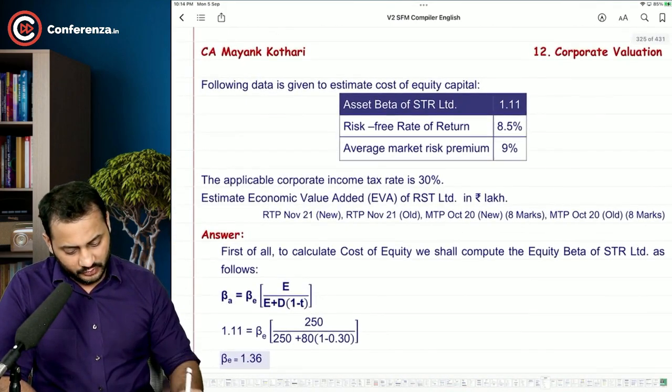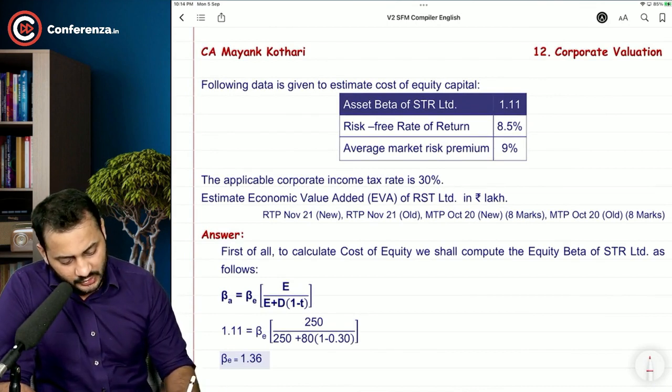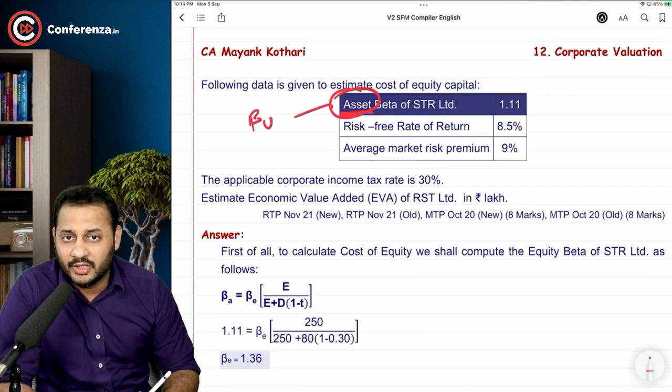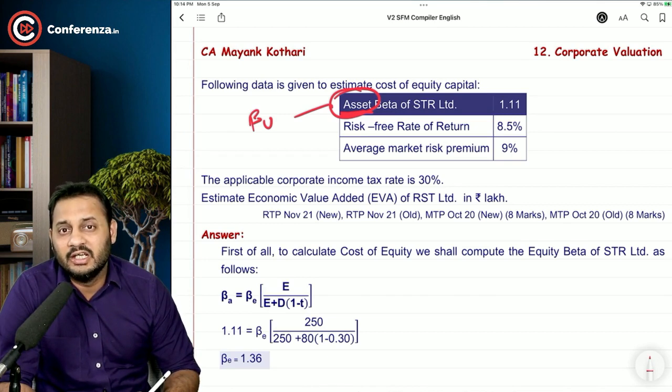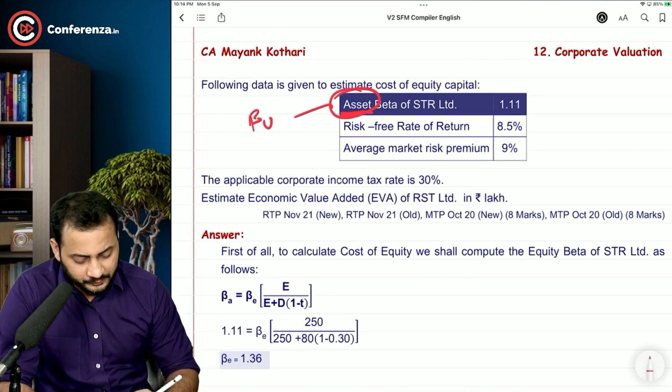And let's have a look. The following data is given to estimate the cost of equity capital. So asset beta, we need, this is the unlevered beta which is given, and you can clearly see on the previous page that debt is there in the company. So this is not going to be useful while calculating the cost of equity. You need beta of the equity, that means levered beta. We have to convert that unlevered beta into levered. We'll do that, don't worry.